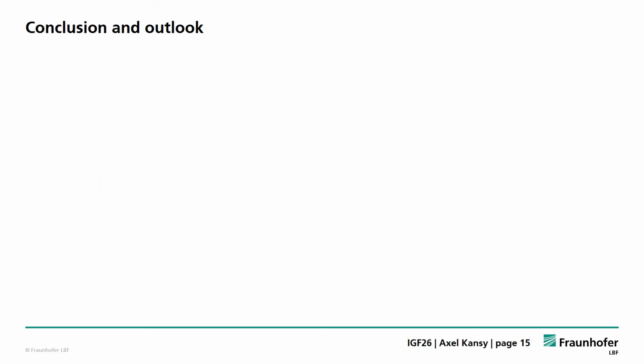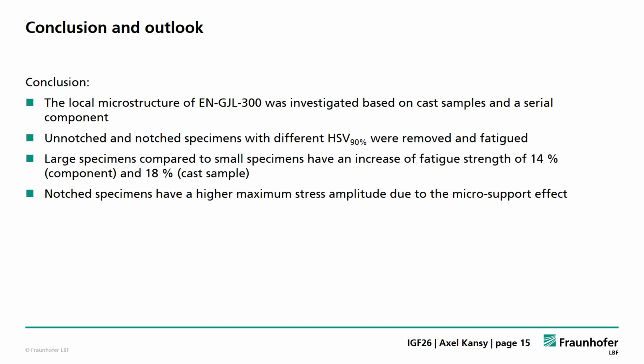This brings us to the end of the presentation, and I'll give you a short summary and outlook. The statistical and geometrical size effect on the fatigue strength of gray cast iron was investigated. In the first step, the local microstructure of EN-GJL-300 was investigated based on cast samples and a serial component. The graphite arrangement was A graphite.